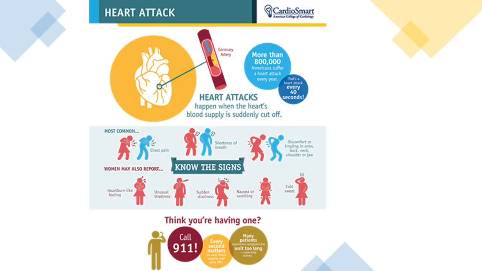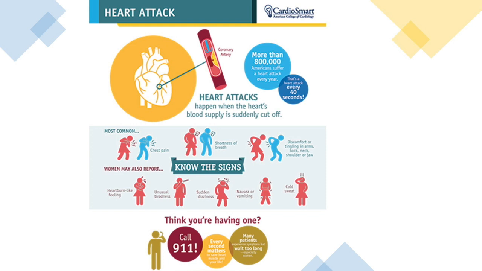So heart attack is kind of the worst, or the feared, complication of coronary artery disease, and that's when blood flow to the heart stops completely. It happens to 800,000 people a year. And when it happens, time is muscle. You need to have the artery open as soon as possible. The longer the artery is blocked, the more damage to the heart is going to happen.